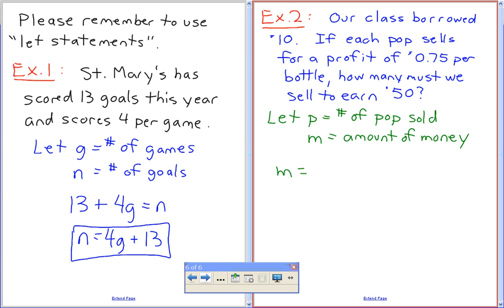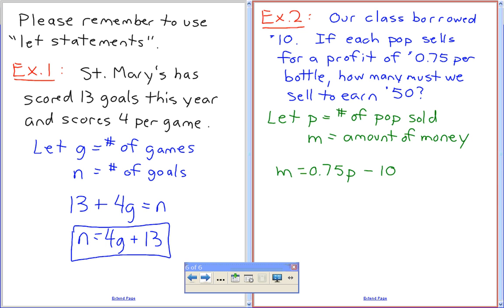M equals 0.75P minus 10. I'm going to call it minus 10, because we're losing $10. Is that right? Yes. Why does it have to be 0.75? It's not. Dollars and cents, right? Remember that question where it was 3 cents a flyer? Some people said it was $3 a flyer, and they had a huge amount of money then. Okay, so that's our equation.